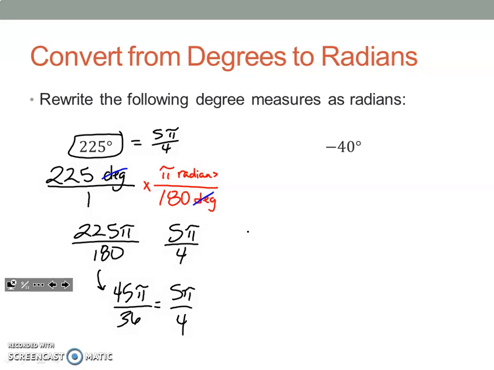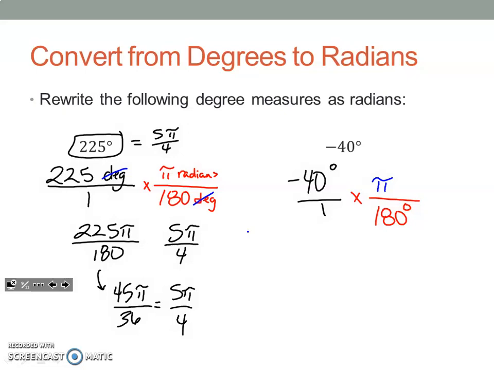Okay? We've got negative 40 degrees here. I'd pause the video and try this one on your own, see if you can figure it out. Okay, so I've got negative 40 degrees. I can just put that little degree symbol up there if I want to. Okay, technically that's over 1. Now the degree is on top, so that means the degree is going to be on the bottom down here so that I can cancel it. So that is going to be 180 degrees. And what goes on top? Well, on top it would be pi radians.